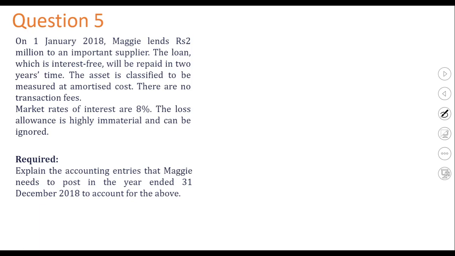Okay. Now, I have put these questions because each of these questions has a different learning point. That's why I have put it. Here you can see this company has lent 2 million. It's a financial asset from the perspective of Maggie. It has lent 2 million to one of their suppliers.